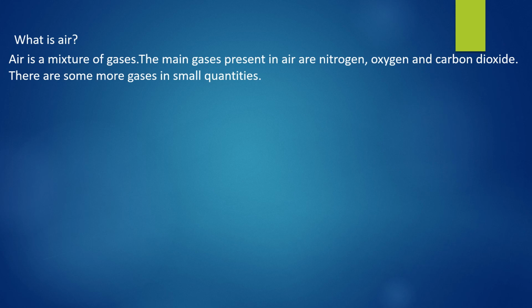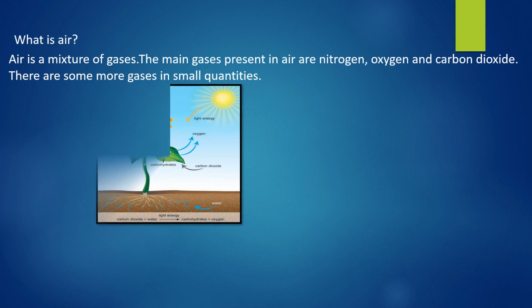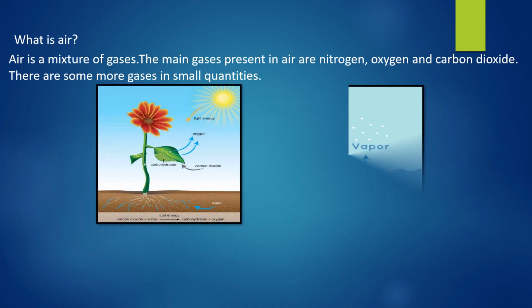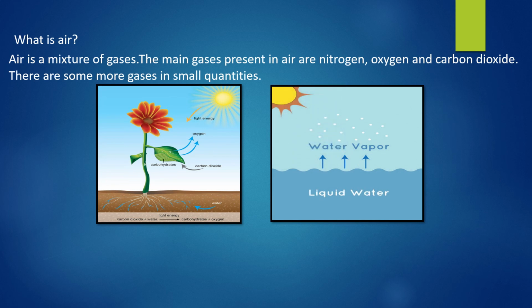There are some more gases in small quantities. Other gases are also there, like methane and so on. In these two pictures, there are water vapor and liquid also. So air also contains water vapor and dust particles. Water vapor means the invisible water which is present in air.